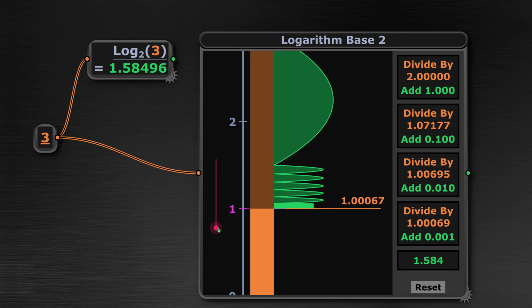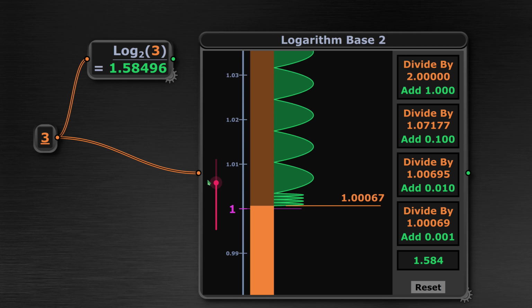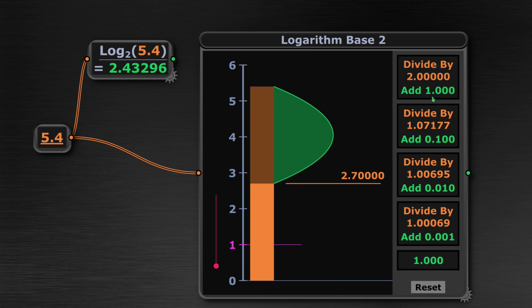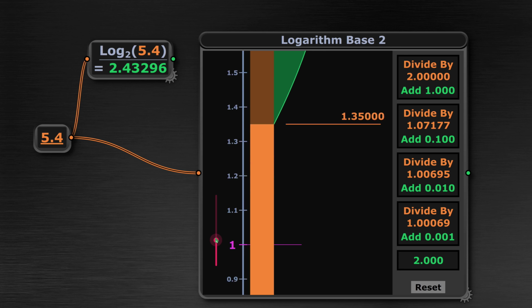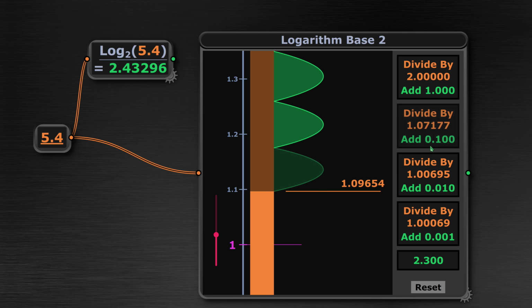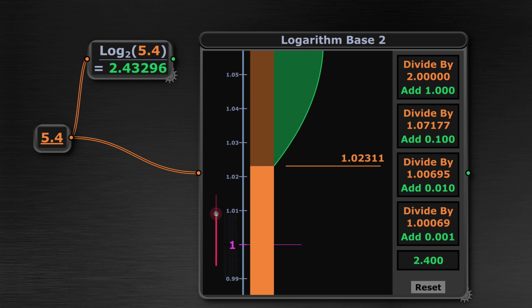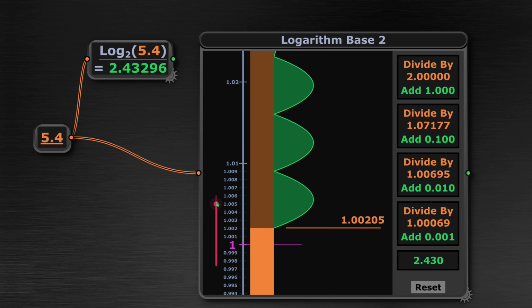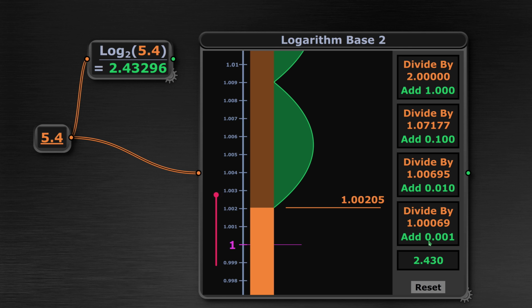A bunch of smaller and smaller jumps representing more and more digits. This could keep going, but I'm going to stop here. I'll mention that the numbers 1.07177, 1.00695, etc., they're like pi, they go on forever. And the logarithms of numbers also often go on forever. It's all approximations. Also, please be kind to yourself if this doesn't make much sense at first. It's quite complicated. Thank you for watching my educational video. I hope you learned something.